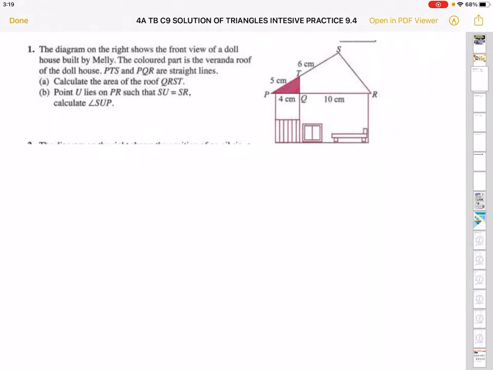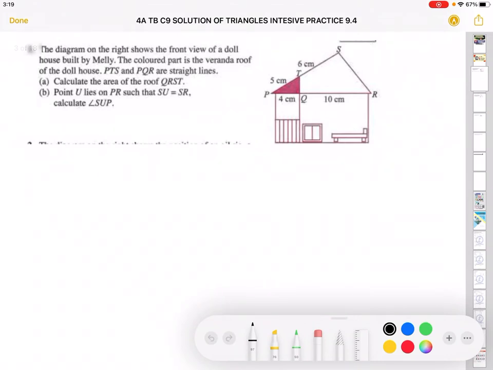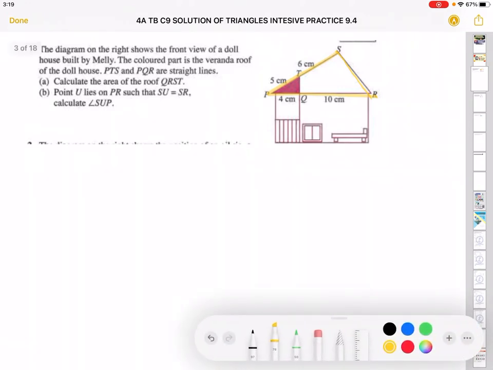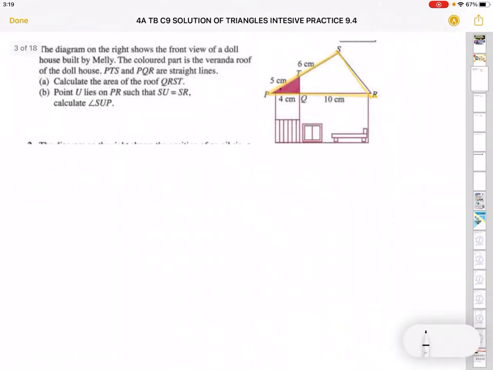The first thing is we know that to find the area of QRST, we need to find the area of this whole thing, which I highlight for you, then subtract the shaded region, the colored part, which is the veranda roof. But to find the whole thing, I need to have this angle over here, right? The angle over here we can find by using SOHCAHTOA.